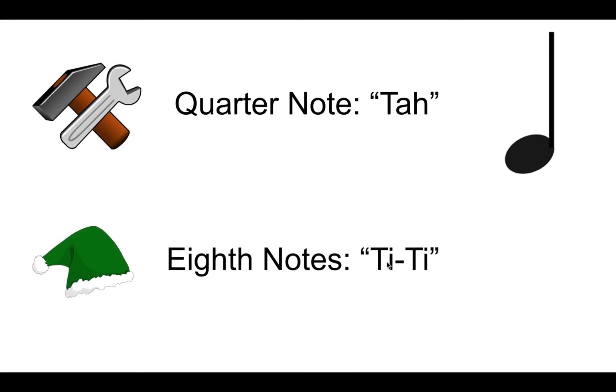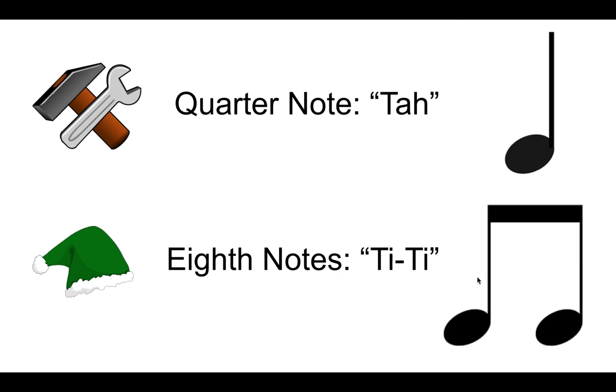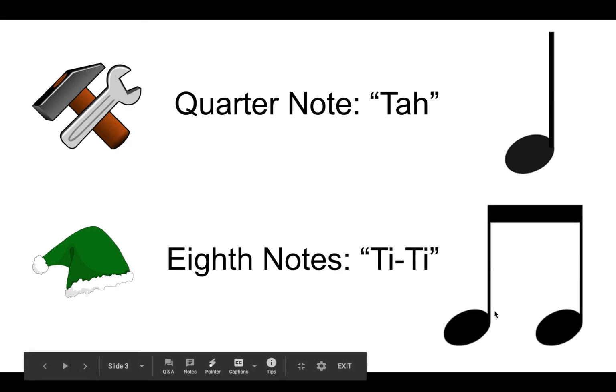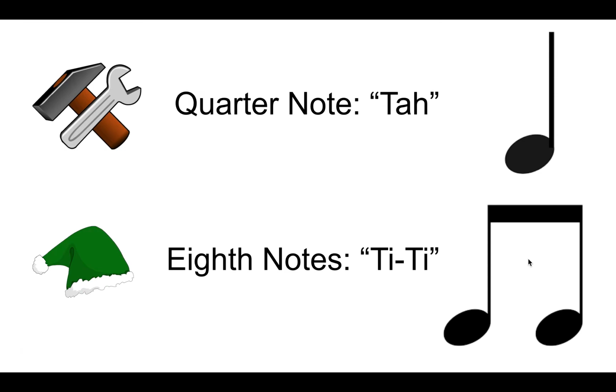But the elves worked twice as fast, and they made the ti-ti sounds, which in music we call eighth notes. Eighth notes look like this. Do you see how there are two right there? Ti, ti. If you put them together, this symbol stands for ti-ti. And the elves worked like this: ti, ti, ti, ti, ti, ti, ti, ti. Hopefully this makes sense.